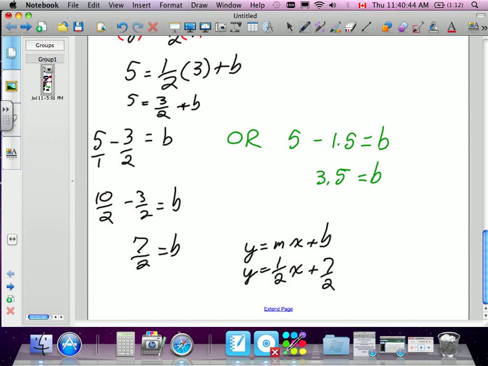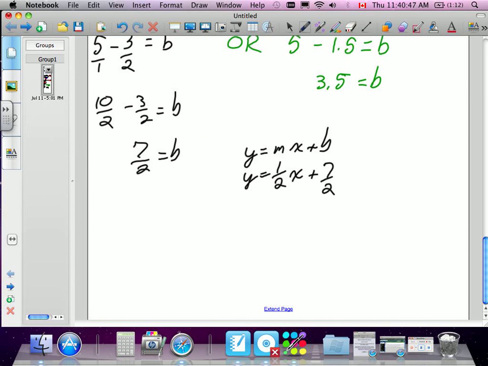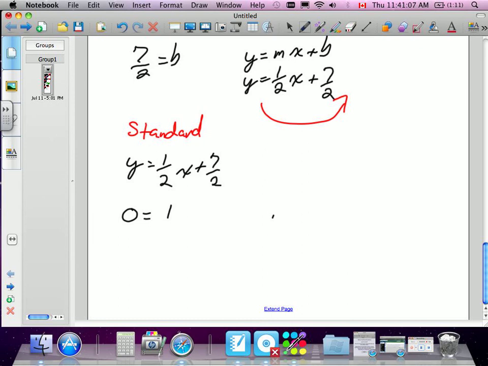Now we need to go to standard form. And in order to change this to standard, I need to bring the y to the other side because I need to set it equal to 0. So we have y is equal to 1/2 x plus 7 over 2. When I bring y over, I get 0 is equal to 1/2 x plus 7 divided by 2, subtract y. And remember, we want a whole number for the coefficient in front of x. Now, because this is divided by 2, I'm going to multiply the entire equation by 2.